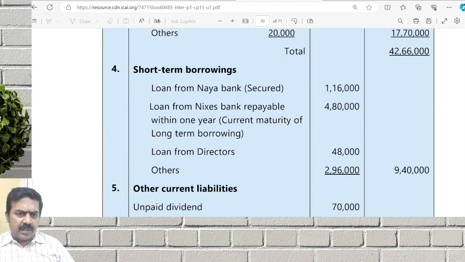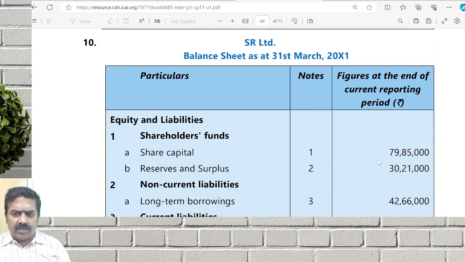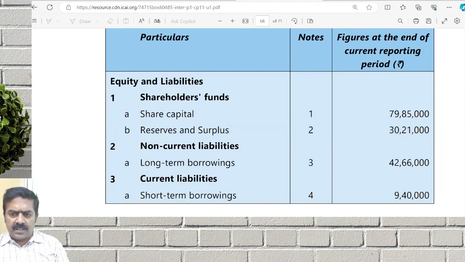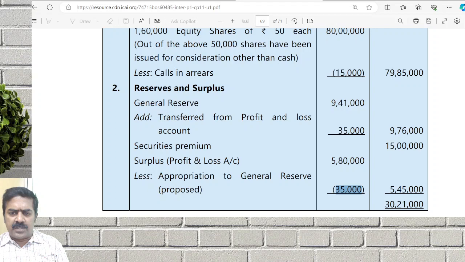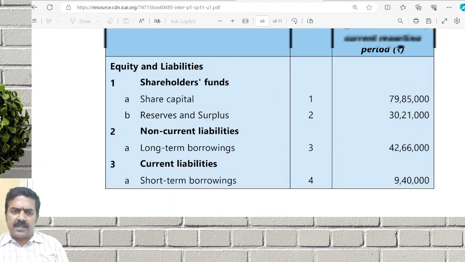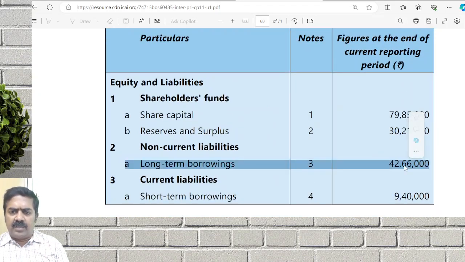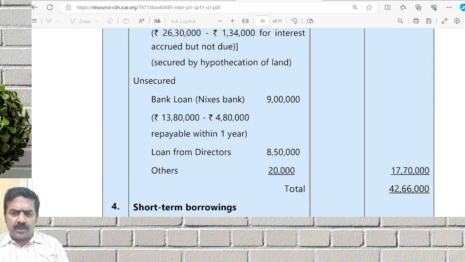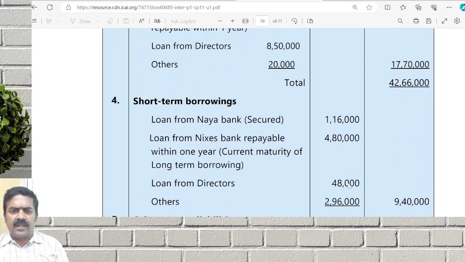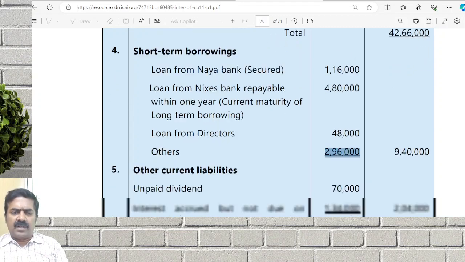No P&L account, only which one? Balance sheet. They would have done share capital minus calls in arrears, reserves and surplus, and for that they would have prepared the notes to accounts and all, right? So general reserve plus transfer, P&L account minus transfer to general reserve, they would have done for reserves and surplus. Then non-current liability, they would have given a detailed note. All the long-term borrowings, loans, unsecured or secured, then loan from directors, everything put together, they would have shown 42,66,000. Short-term loans they've given as per the thing. Then they would have given the details.